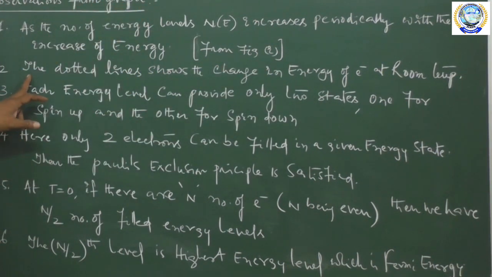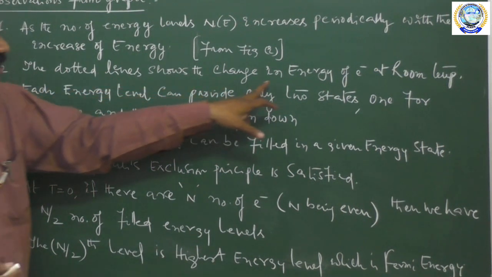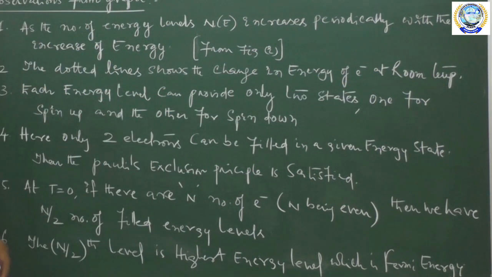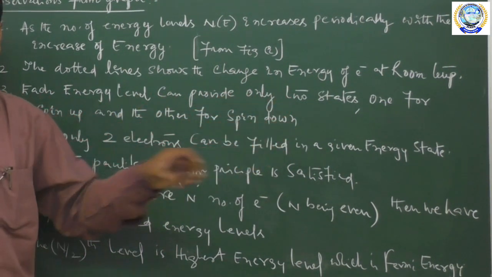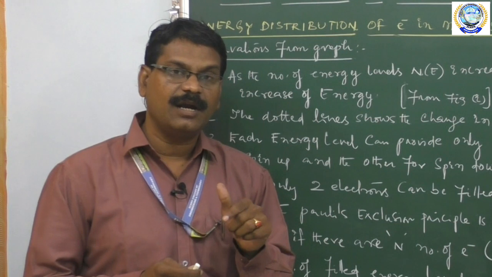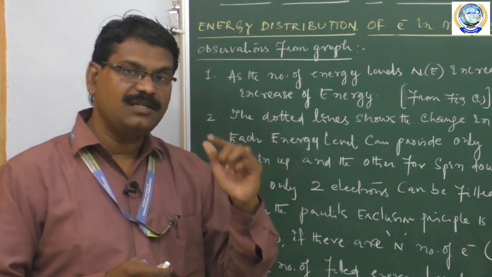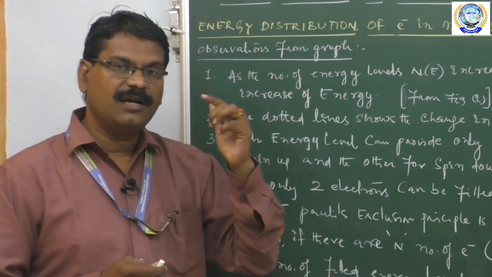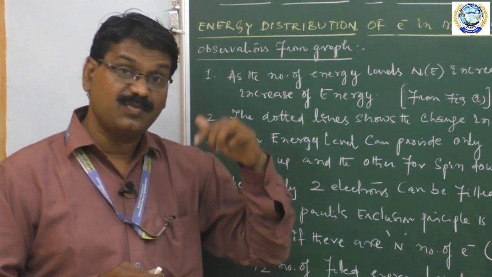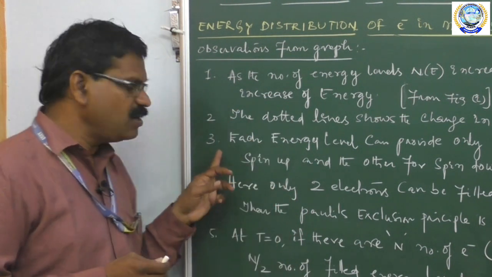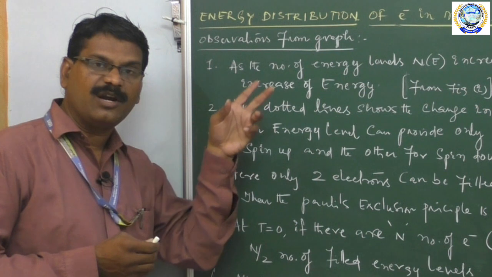And if you see figure 2, the dotted line shows the change in energy of electrons at room temperature. And the third point is each energy level can provide only 2 states. What are those 2 states here? As I told you, one energy state is in the spin up direction and the other energy state is in the spin down direction. So these are the 3 important points we should observe from figure 1 and figure 2.